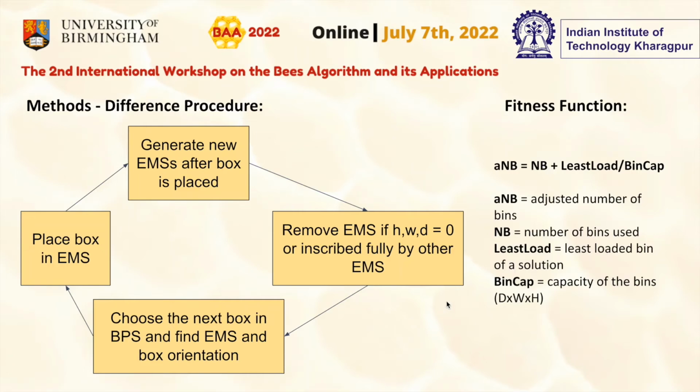The fitness function we've used here is the adjusted number of bins, where it not only takes into account the number of bins actually used, but it also takes into account the least loaded bin and the bin capacity, which is a measure of the fitness of the actual solution.